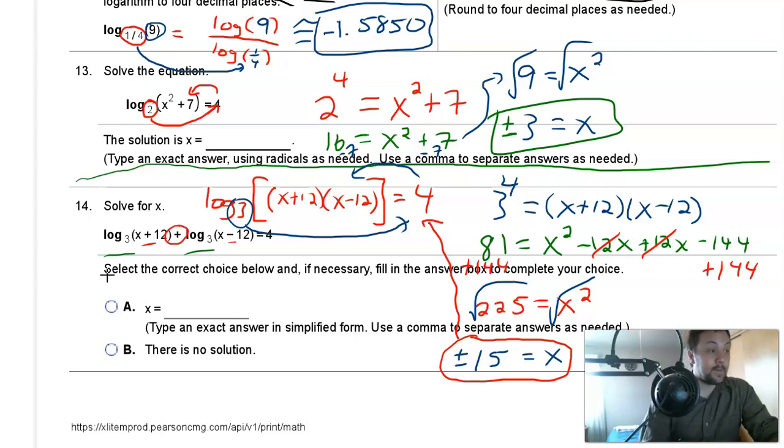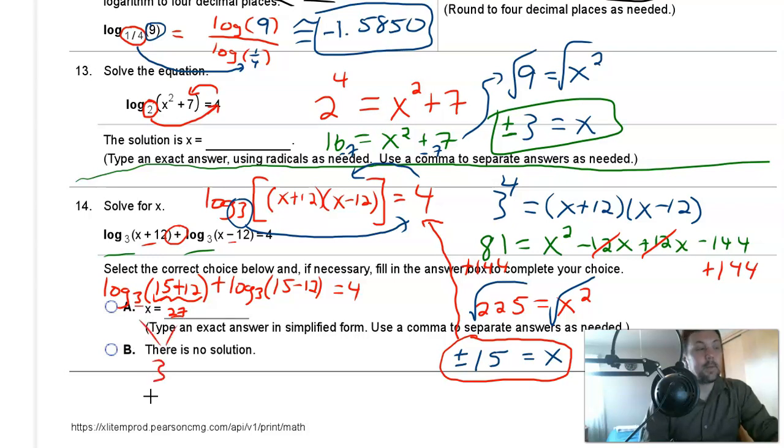So let's check 15. We'll get log base 3 of 15 plus 12 plus log base 3 of 15 minus 12, and that should equal 4. 15 plus 12 is going to be 27. How many powers of 3 does it take to equal 27? The answer is 3, right? And so that's what that logarithm is equal to.